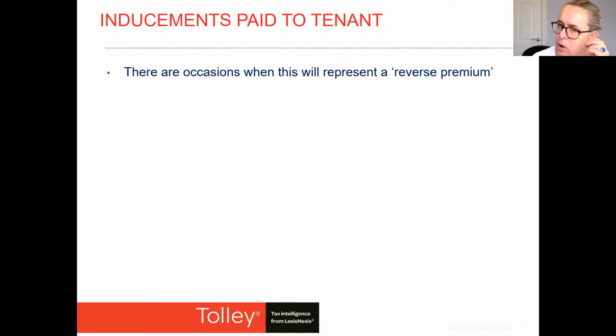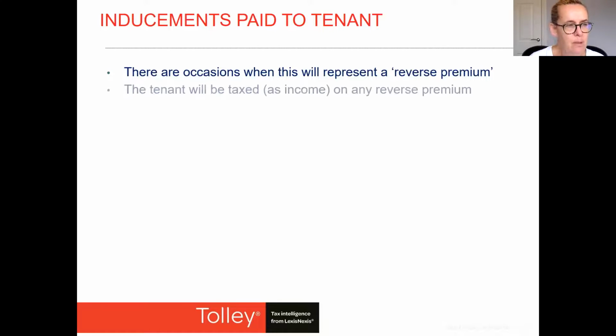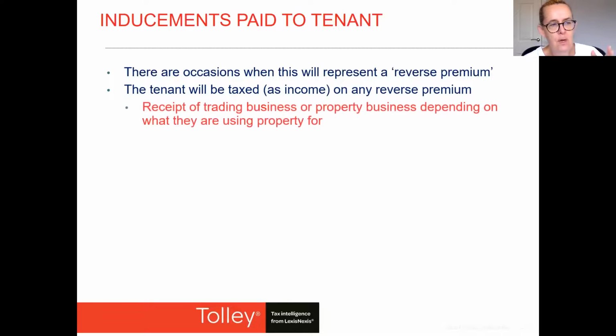These incentives are often called reverse premiums because rather than the tenant paying the landlord, the landlord is paying the tenant. Now, if you make a payment in cash as a reverse premium, the tenant will be taxed on that as income because there is specific legislation which says that they will be. It will be a receipt of a trading business or property business, depending on whatever it is they're going to use the property for.